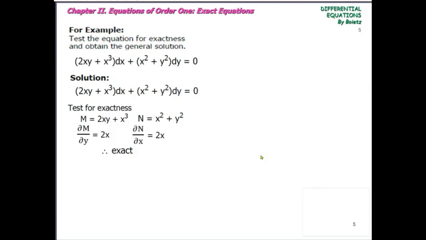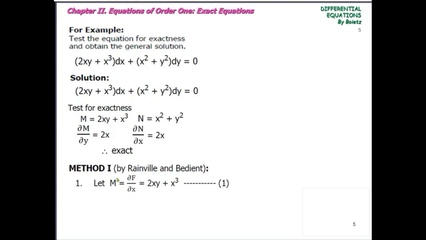Okay, so exact. Okay, then, let's try to solve using method 1. Ito medyo mahaba, pero focus nyo lang. Namnamin nyo lang yung solution kahit mahaba.